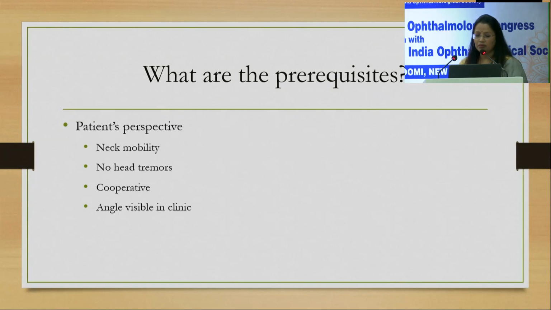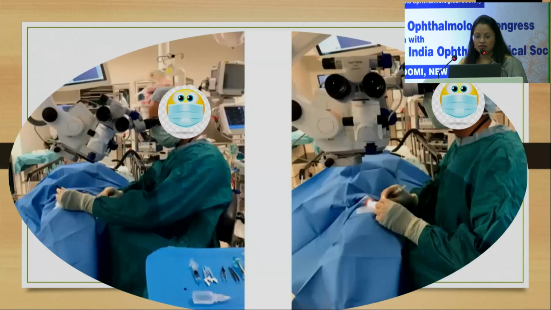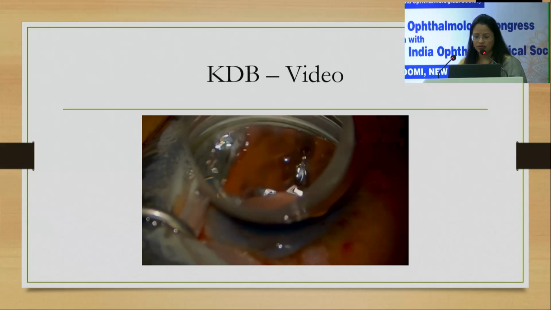An important thing is that there are several prerequisites: neck mobility should be good, there should not be any tremors, the patient should be cooperative, and the angle should be visible in your pre-operative evaluation in the clinic. Here we need to position the patient nicely. We need to sit temporally, turn the patient's head to the opposite side, and tilt the microscope towards ourselves to get this configuration. Here we can see the patient tilting opposite and the microscope tilted towards us at 30 degrees. This is the direct gonioscopy being done.